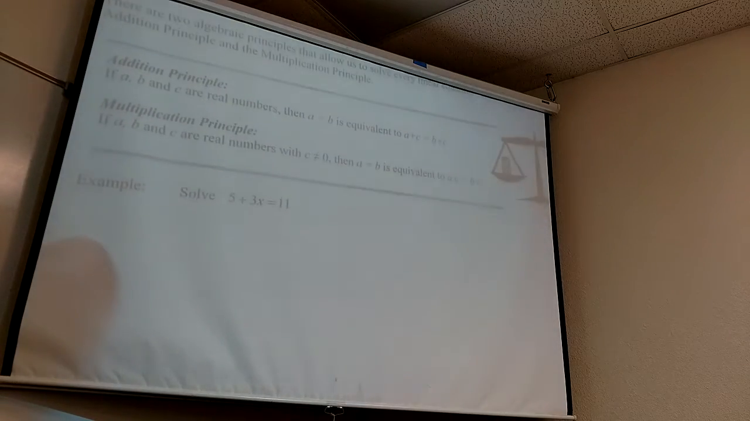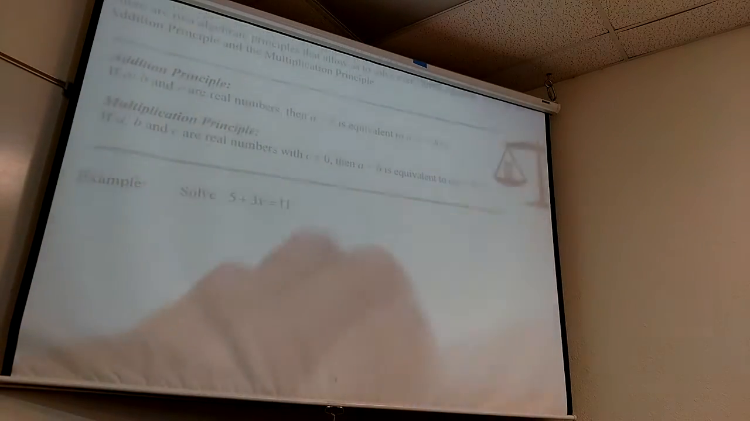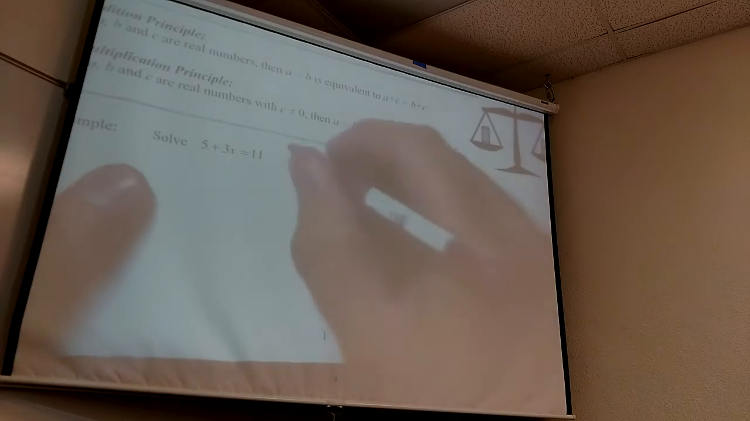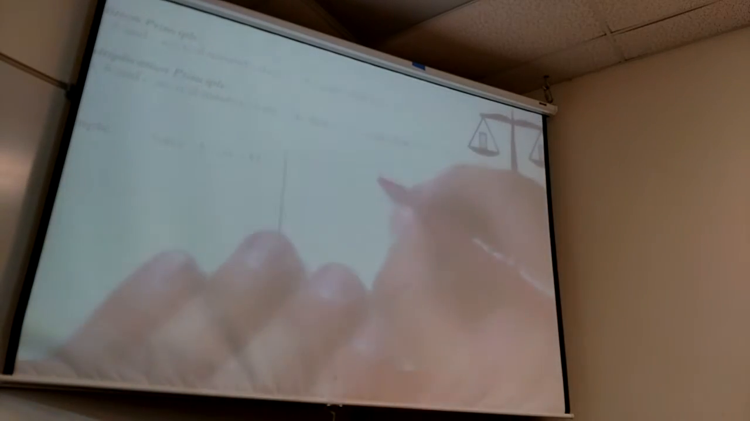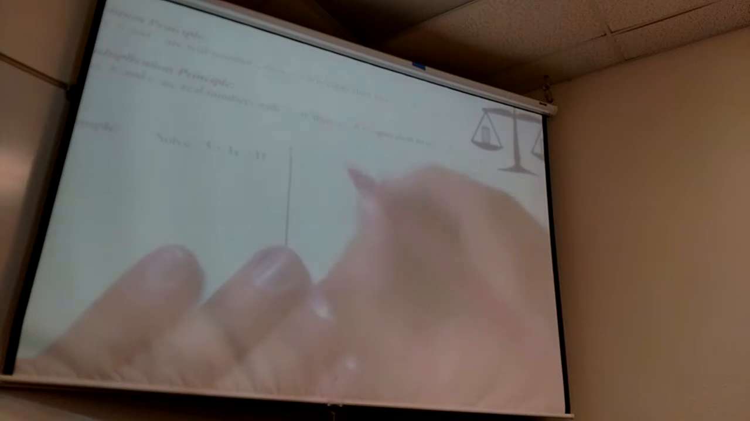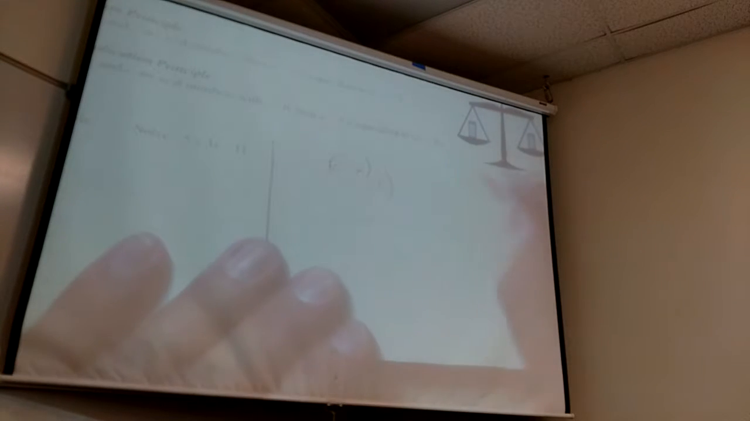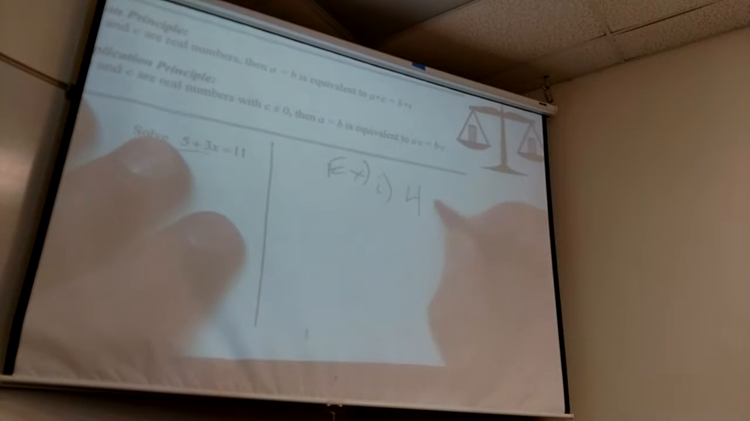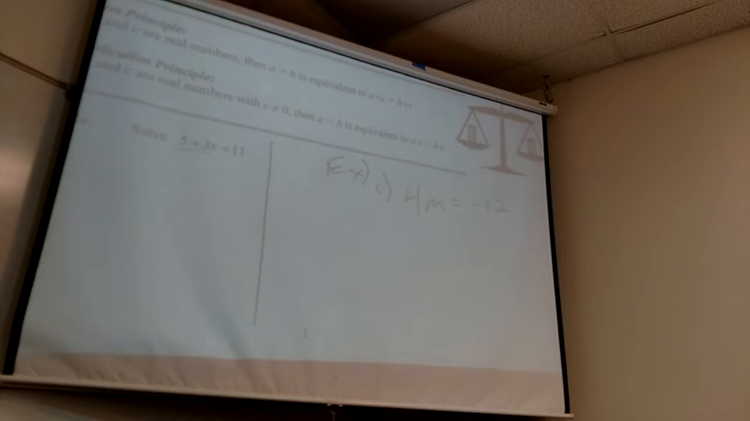Okay. So there are 2 main principles, and they jump right into this. Let me give us a couple of examples here. Besides that, we're going to do this one in a minute. This looks almost exactly like that. So if I had this, let me give you a couple of examples. Let's crank that brightness down. All right. If I had 4m equals negative 12, how would you solve that?